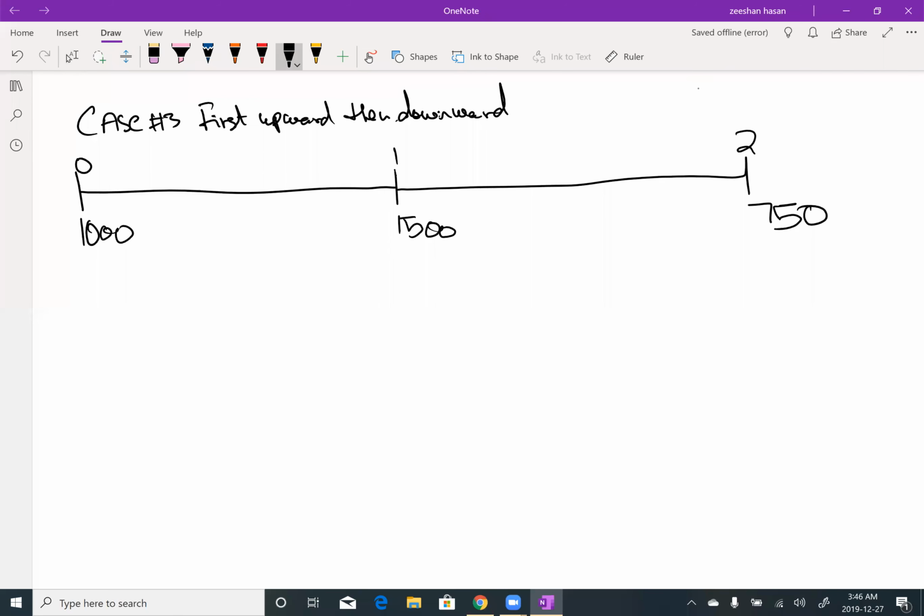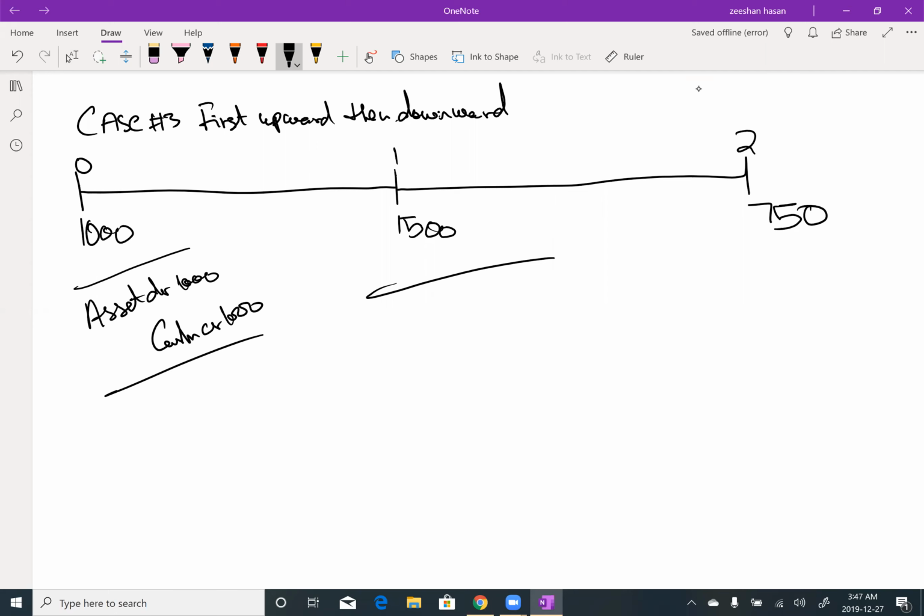Case number three: first upward and then downward. The first two entries are just like case number one. That is, in year zero, asset debit 1000, cash credit 1000, asset debit 500, and revaluation reserve credit 500.